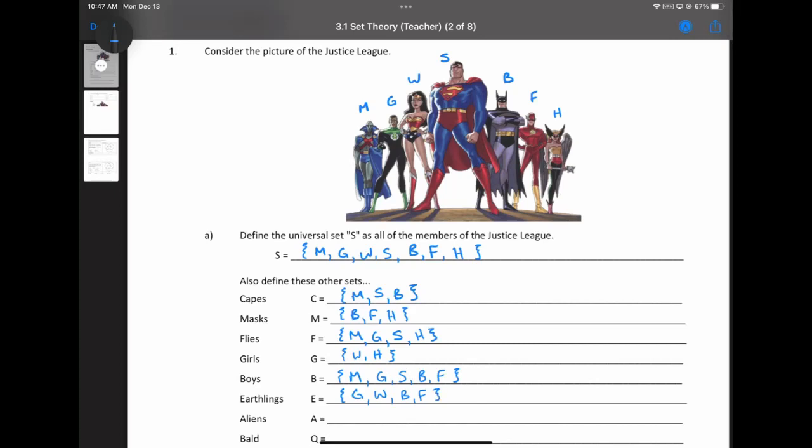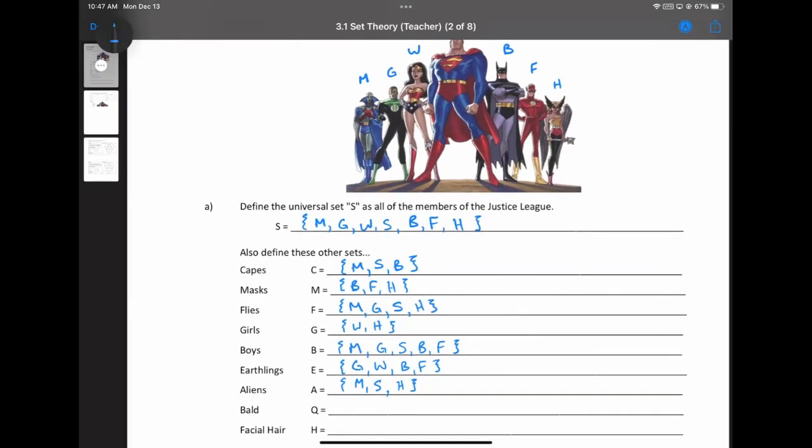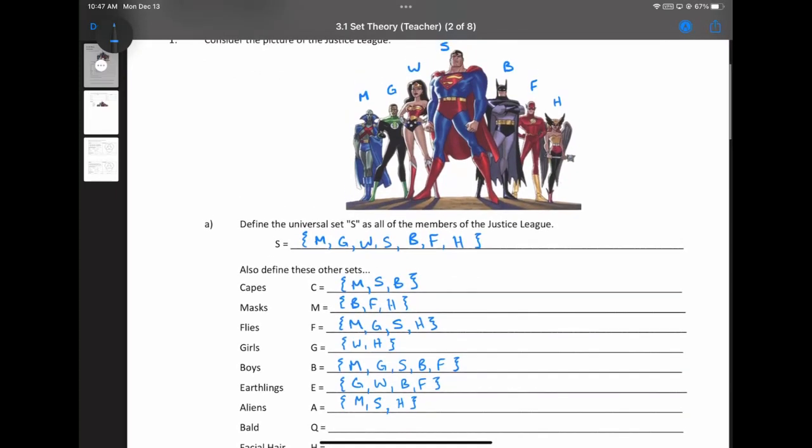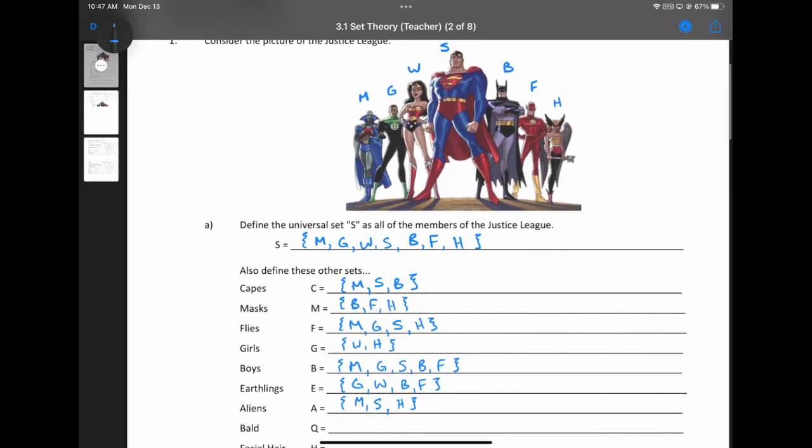Okay, so now to list the aliens, I think we've already kind of worked through this. Martian Manhunter is an alien. Superman is an alien. Hawk Girl is an alien. Now we're kind of running out of room. I'm trying to keep the picture on the screen while still showing the thing at the bottom there.